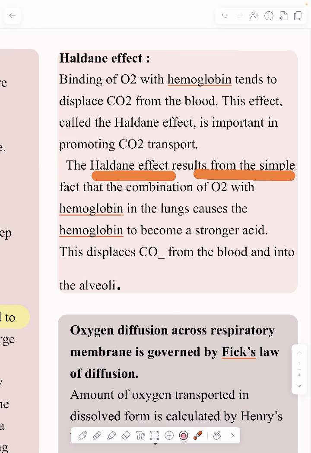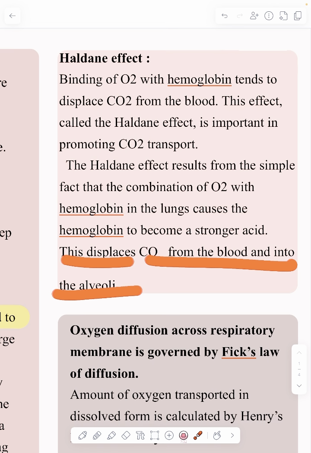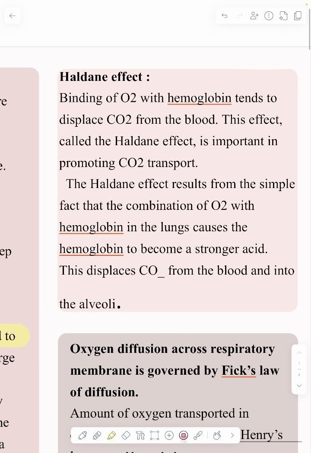The Haldane effect results from the simple fact that the combination of oxygen with hemoglobin in the lungs causes the hemoglobin to become a stronger acid. This displaces carbon dioxide from the lungs into the alveoli. This is a typo, that is a typing error. This will be carbon dioxide. So this displaces carbon dioxide from the blood and into the alveoli. So here we have to remember that this is important in promoting carbon dioxide transport.